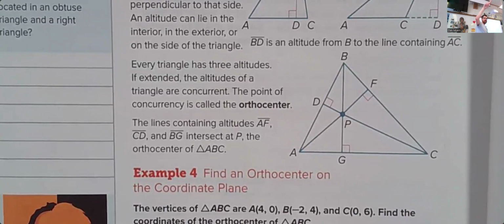So we have 4 points of concurrency. One of them is for the perpendicular bisectors. That was the circumcenter, which is the same distance from each vertex of a triangle. The second one was called the incenter, which is the point of concurrency of the angle bisectors. That point is equidistant from each side of a triangle. Yesterday, the intersection of the medians was the centroid.